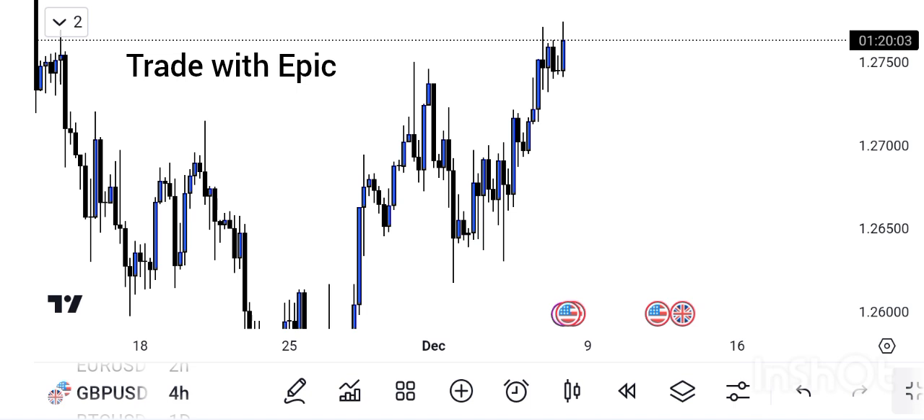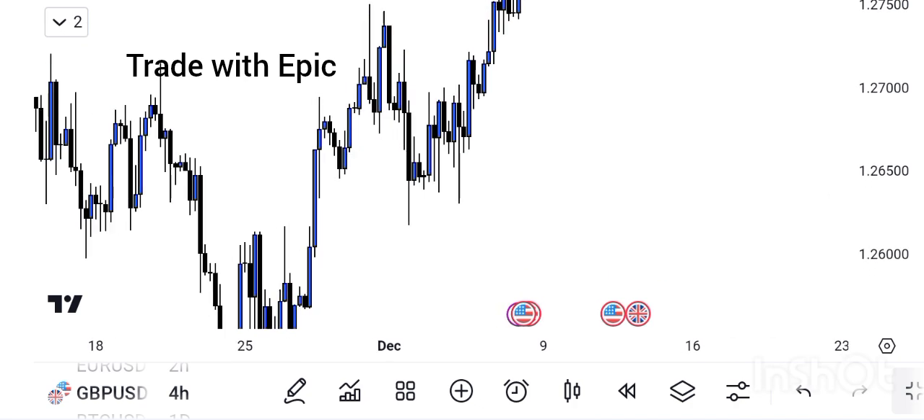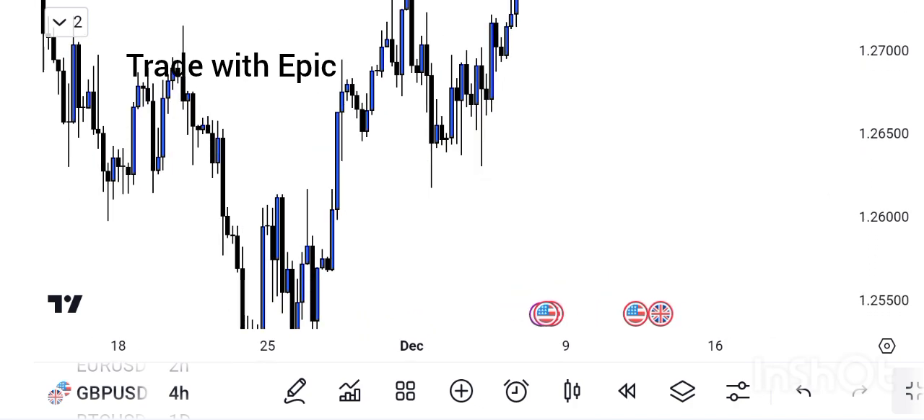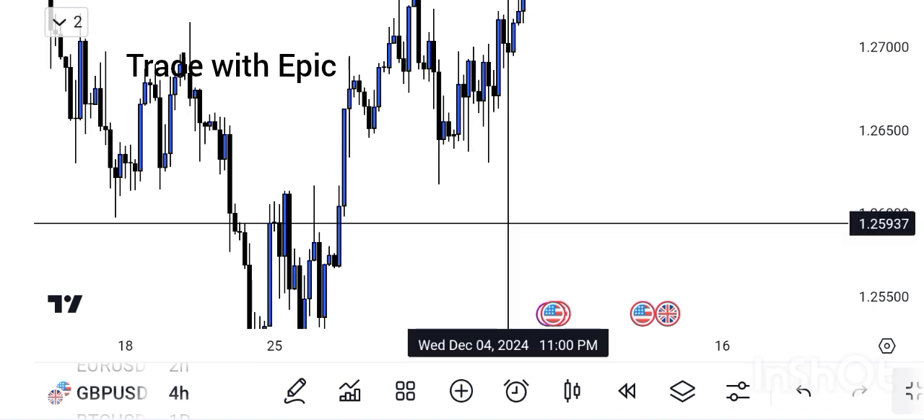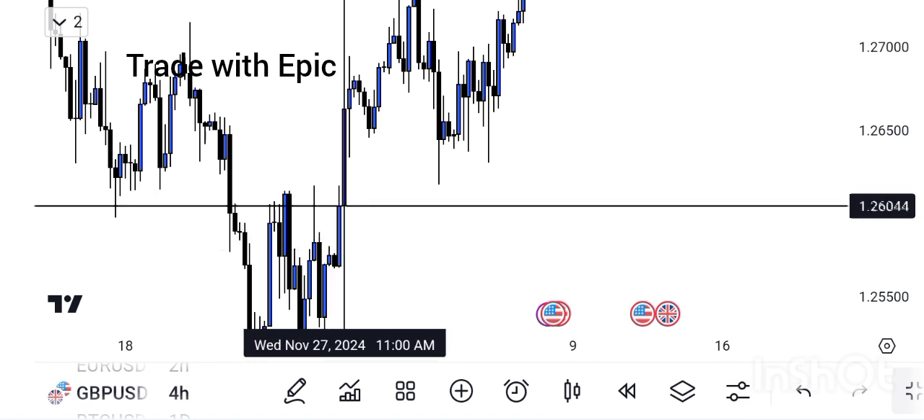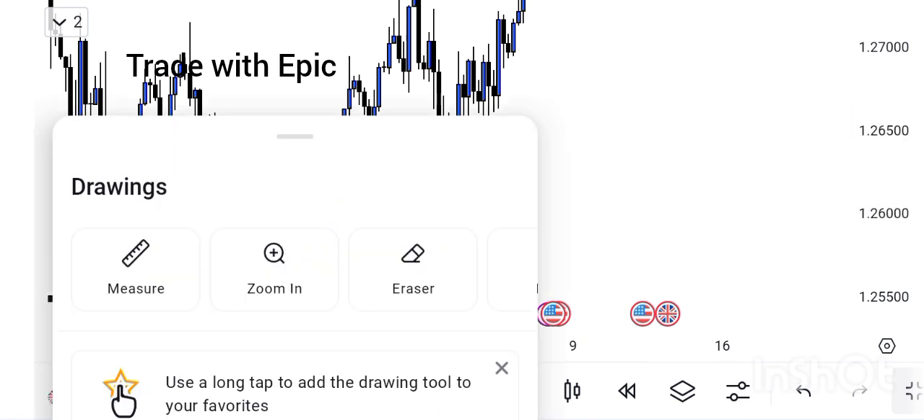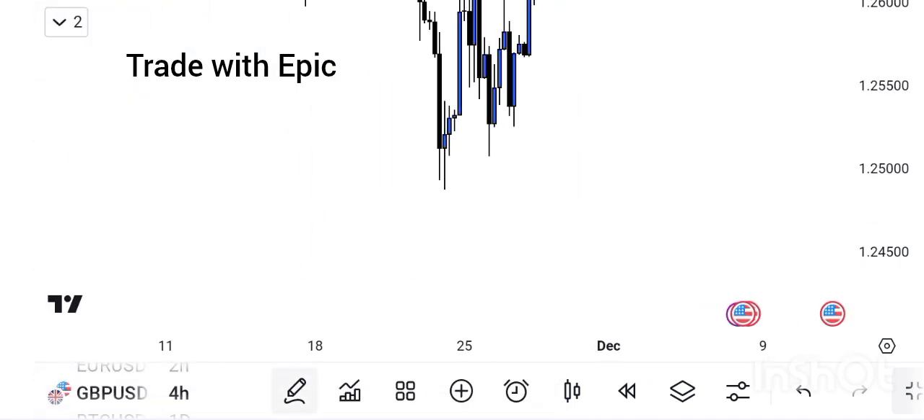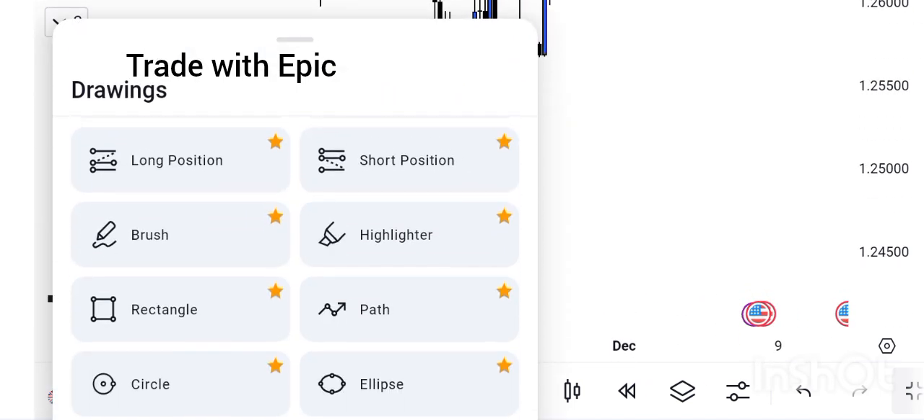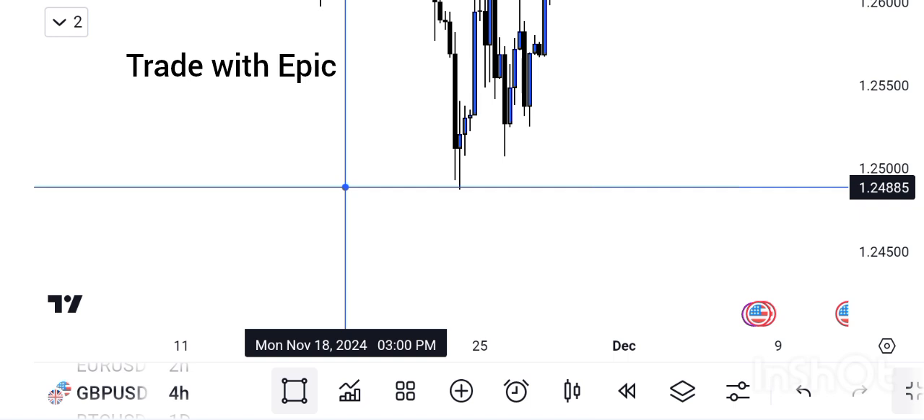Before I proceed, I believe everyone knows what a fair value gap is already. But if you don't know, a fair value gap is a space between three consecutive candles. The situation whereby you have candle 1, candle 2, and then candle 3, and the space between those three consecutive candles is what we call a fair value gap.